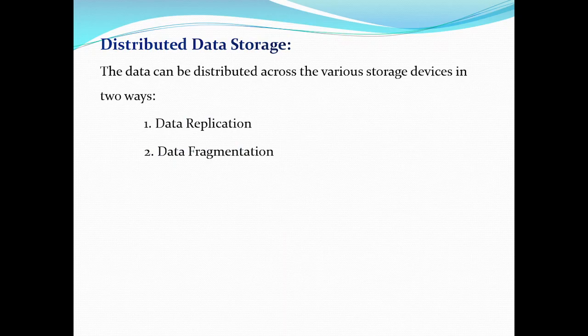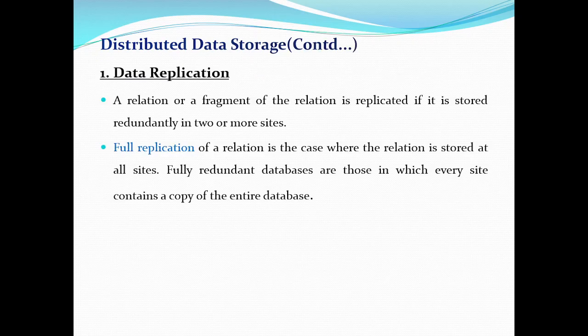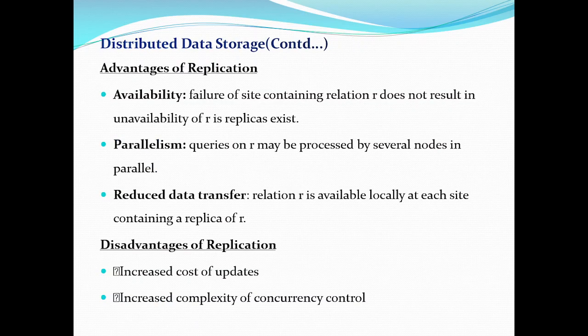The data can be distributed across the various storage devices in distributed data storage. The two ways are data replication and data fragmentation. Let us see what is data replication. A relation or a fragment of the relation is replicated if it is stored redundantly in two or more sites. Full replication of a relation is the case where the relation is stored at all sites. Fully redundant databases are those in which every site contains a copy of the entire database.